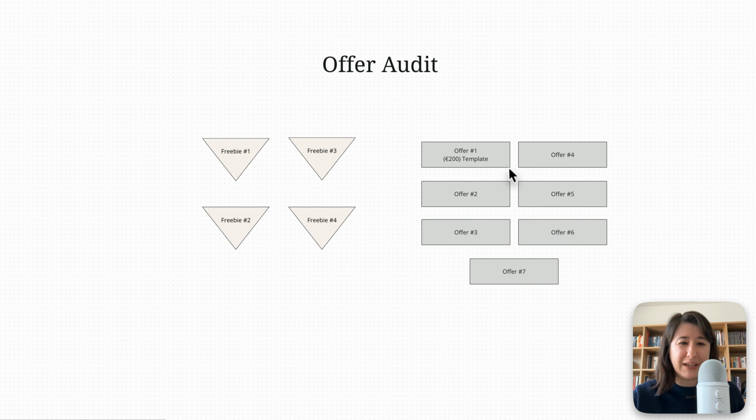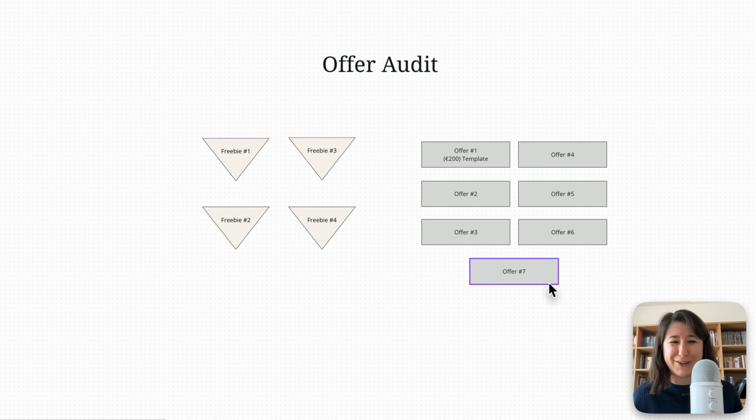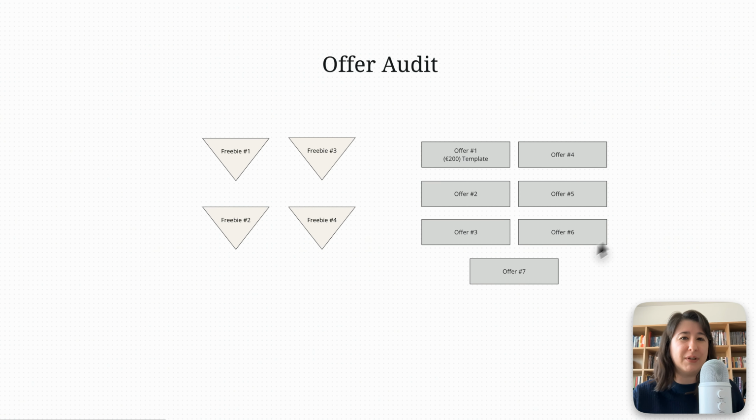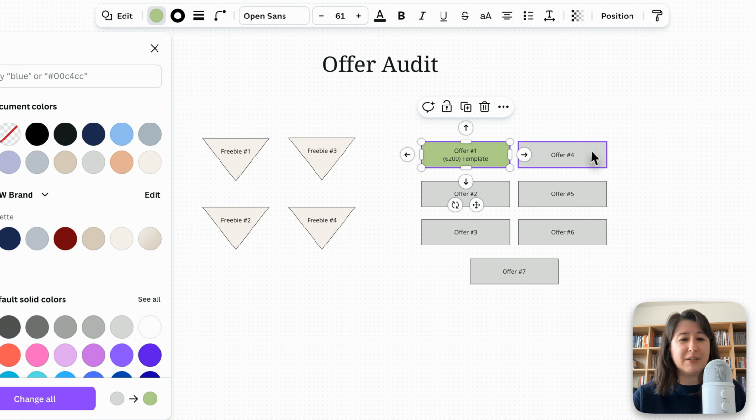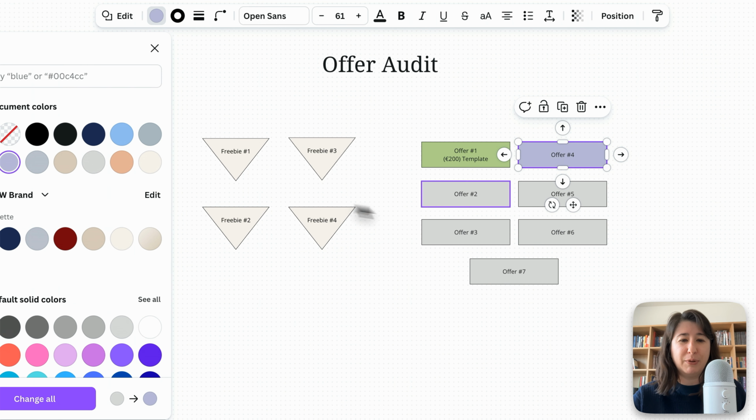I like to start with the paid offers first because obviously we want to prioritize the financial side of business first and go through and see, where are these going? Do we like them? Do they fit us anymore? Are people responding to them? And literally just color code them. So at this stage, I'm going to just say green means you're staying and purple means you're out.